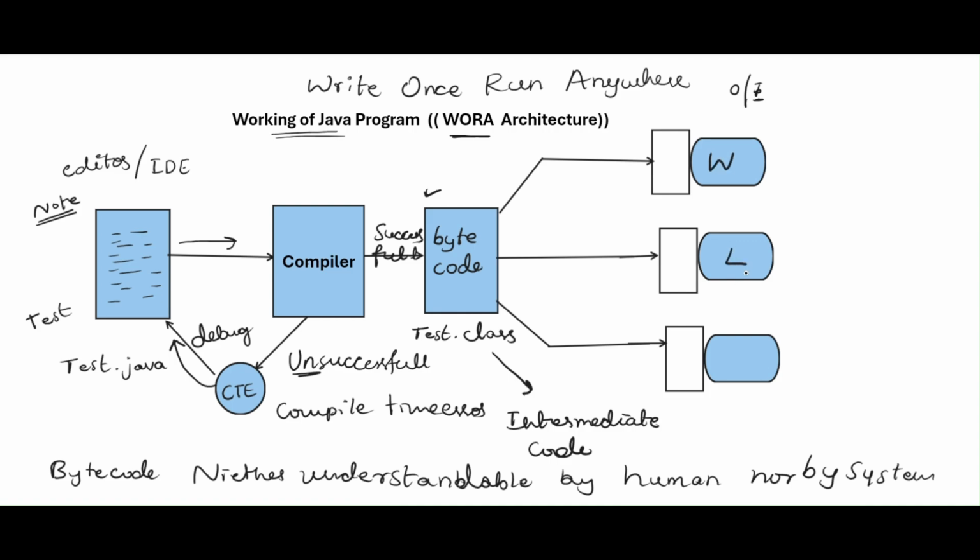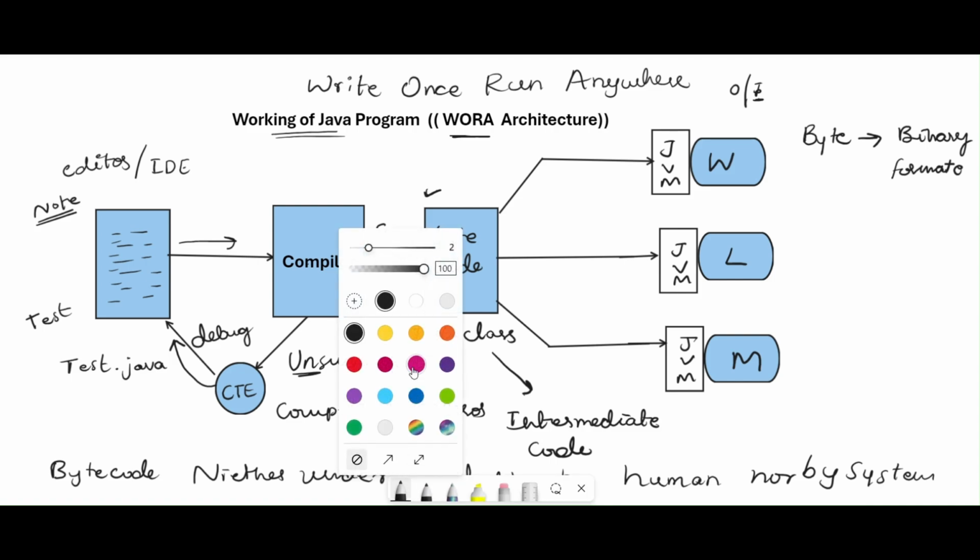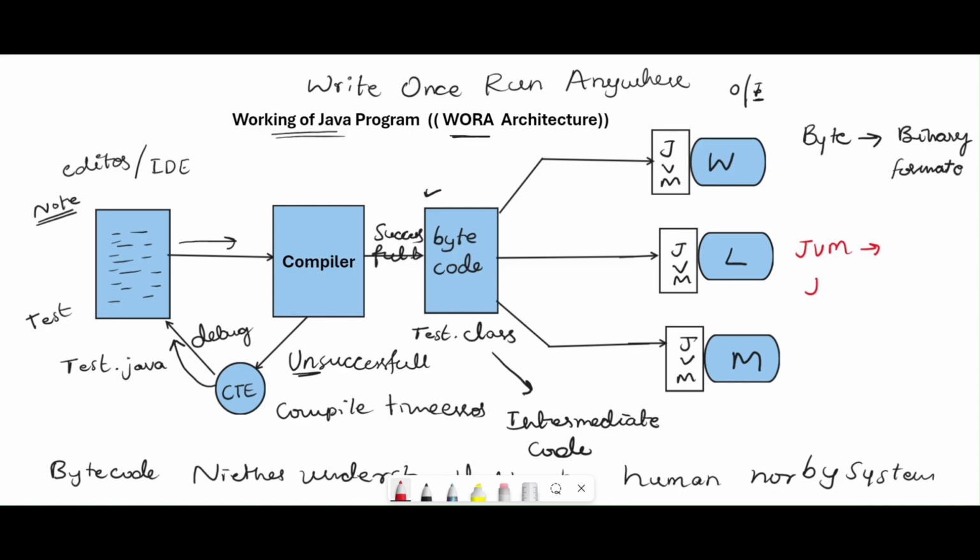So consider, as of now we have 3 operating systems: Windows, Linux and Mac. But this bytecode cannot be understood by any system, right? So we have to convert this bytecode into binary format so that the system can understand. So for that we have to install JVM on each operating system. So JVM is nothing but Java Virtual Machine.